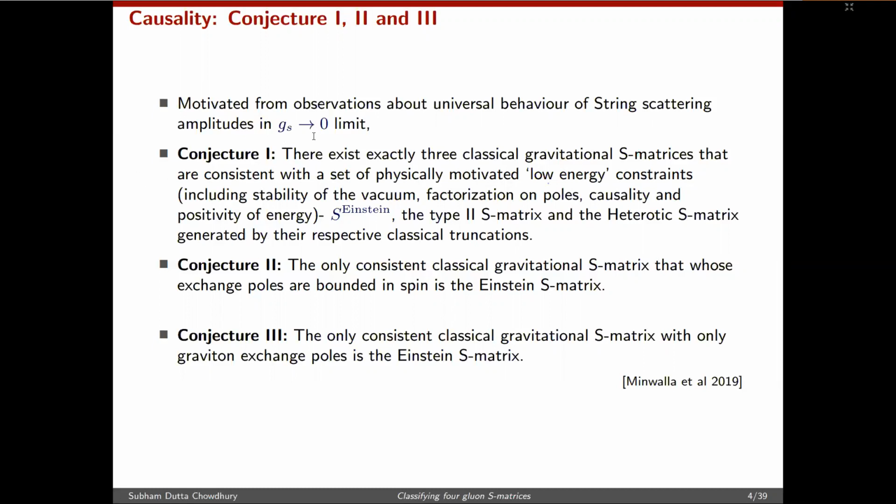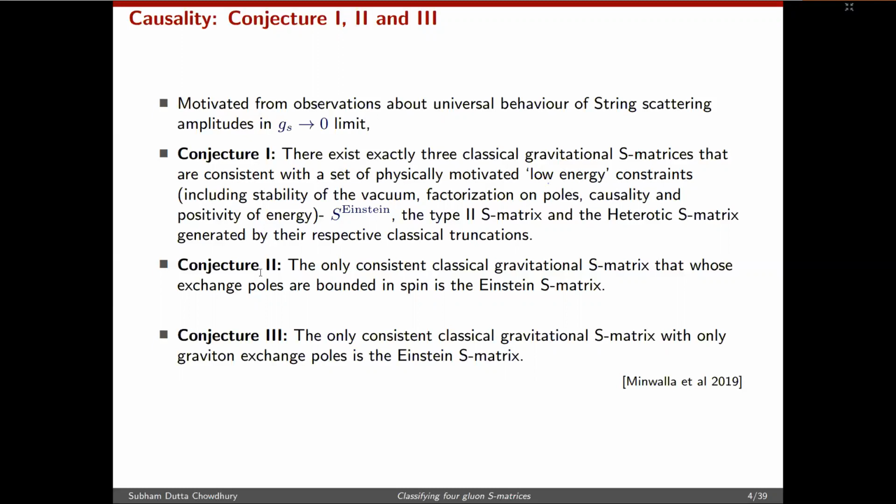So this algebraic observation led us to propose this bold conjecture one, which I'm not going to talk about in detail. This just serves as some sort of motivation. But once you assume that this can be true, there are two subsequent, more interesting and perhaps more tractable conjectures. Conjecture two is that the only consistent classical gravitational S matrix whose exchange poles are bounded in spin is that of the Einstein S matrix.